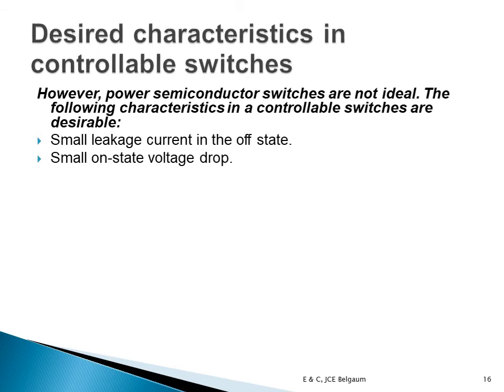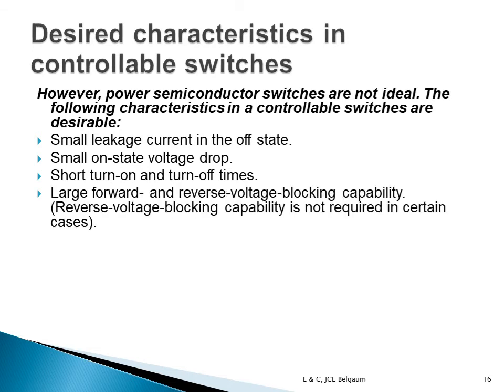What does it mean, on state voltage drop? When the switch is on, the voltage across it is in the first quadrant, and the voltage across it is very small. Let it be as small as possible, because that is coming in series with the input source, and if there is more voltage across it, it contributes to power loss. Short turn on and turn off. Let the switch turn on and off as fast as possible.